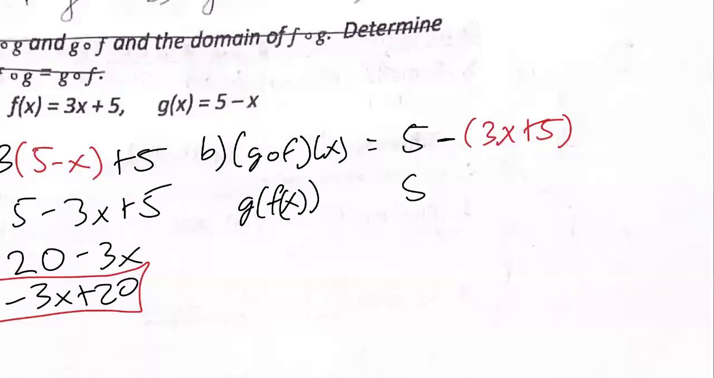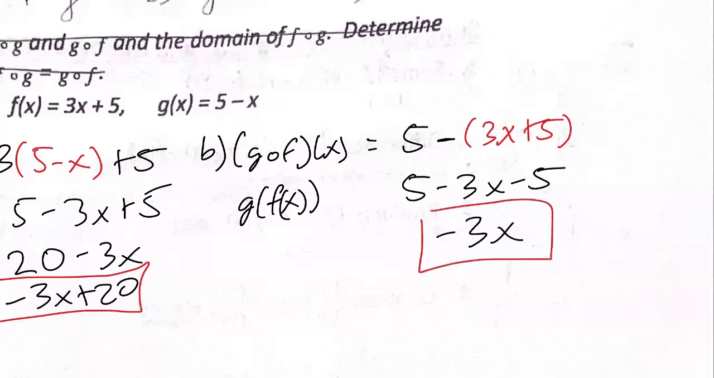Simplify. 5 minus 3x minus 5. Negative 3x would be your answer because the 5 and negative 5 end up canceling out. Any questions so far? Good.